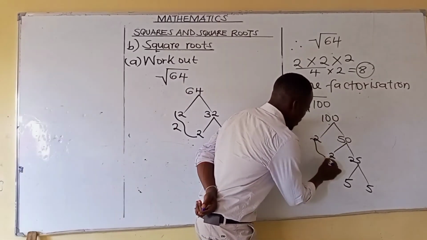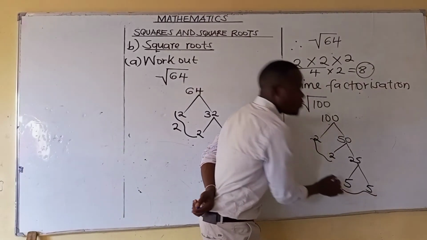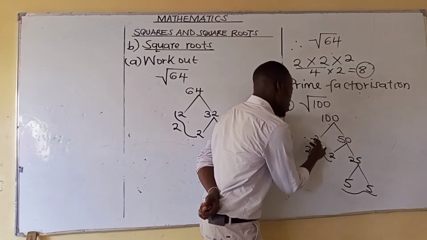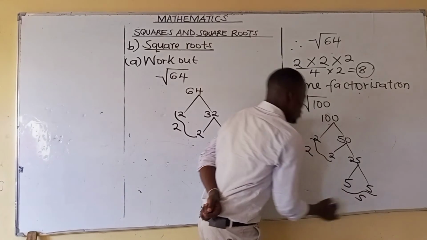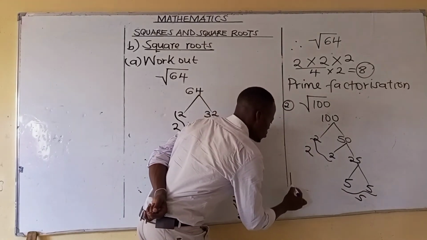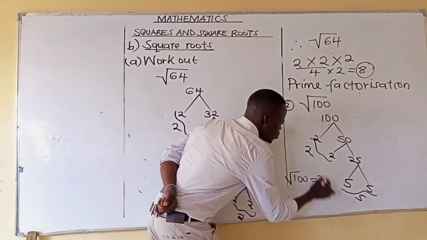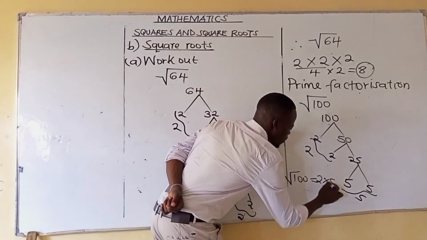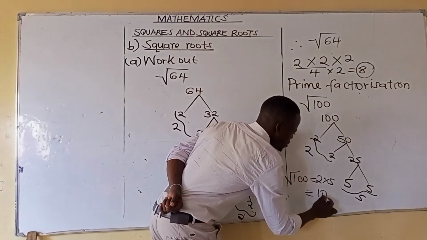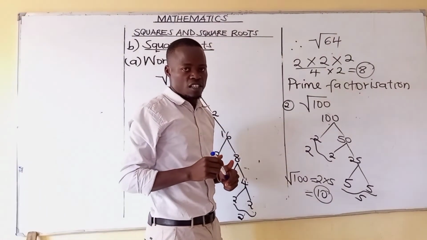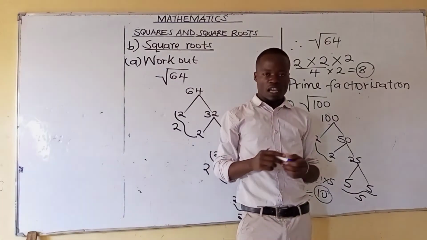Once we are done, we have to get the pairs. This is the first pair. This is the second pair. And from each pair, you take one number. So here is 2, you take 2. You take 5. So to get the square root of 100, we get 2 multiplied by 5, and our answer becomes 10. So 10 is the square root of 100.